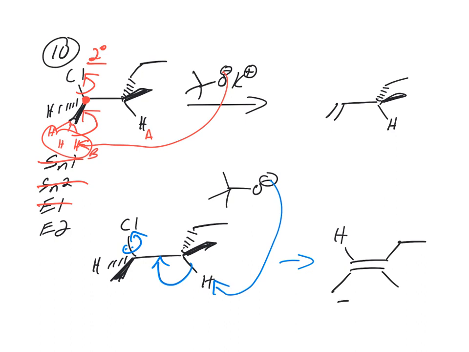This would be the Zaitsev product, and this would be the Hoffman product. So I could ask you, I could say, draw me 2 mechanisms. Show me the Hoffman product and the Zaitsev product. Could you do that? Right. Again, don't put 2 sets of arrows on the same molecule. Just redraw the molecule again.